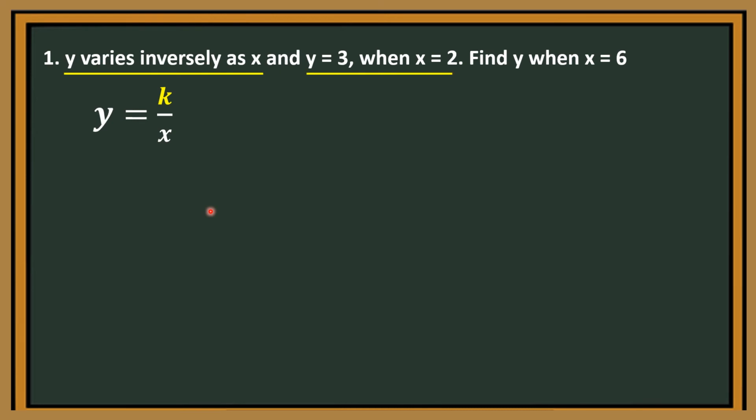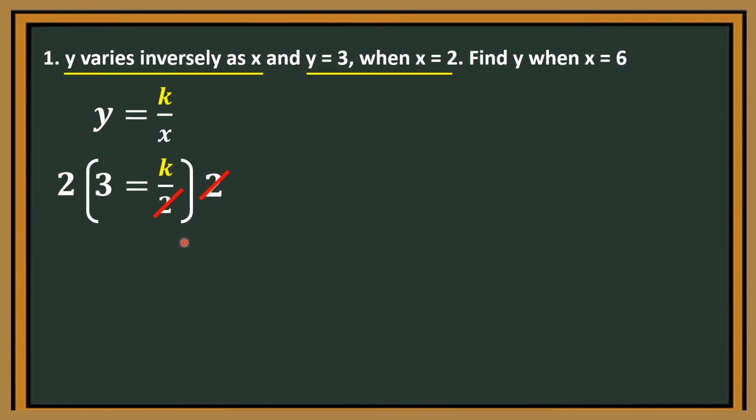And then y is equal to 3 when x is equal to 2. By substitution, we're going to substitute 3 for y and 2 for x. So that is 3 is equal to k over 2. Then since we have to find y when x is equal to 6, therefore, we need the constant. Let us solve this. Multiply both sides by 2 to solve for k.